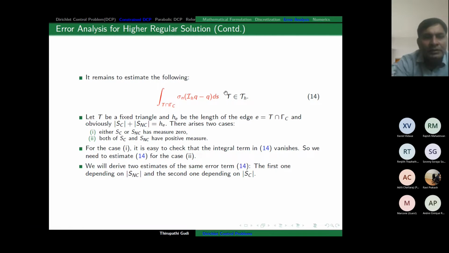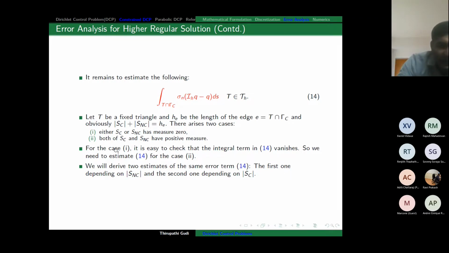Now we need to estimate this on each part of the gamma c. So we can write the edge E as a sum of the contact portion and the non-contact portion. The proof can be split into two cases, either we have SC or SNC, because it can happen that Q is strictly between the bounds on an edge, or it can be completely in contact with QA or QB on a given edge, or on a given edge it can be in contact and then leave. So these two possibilities are there.